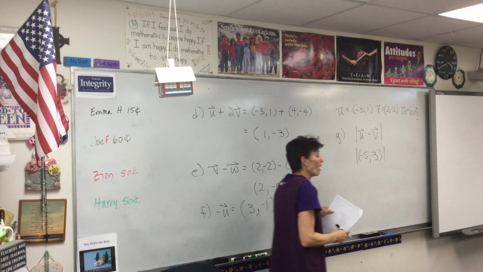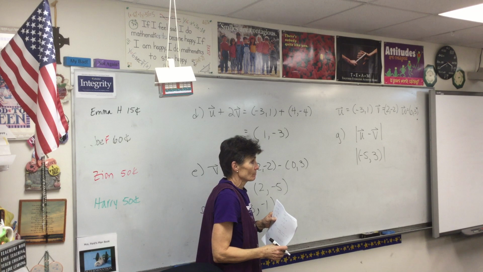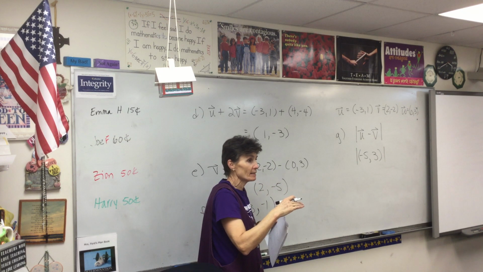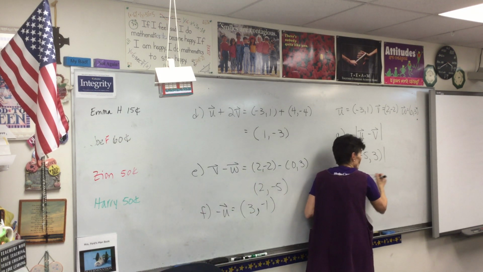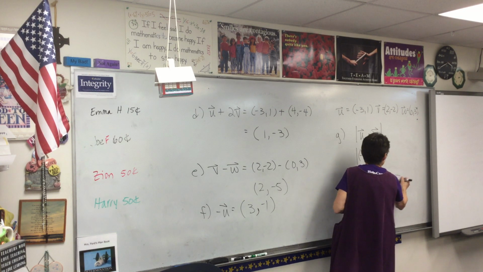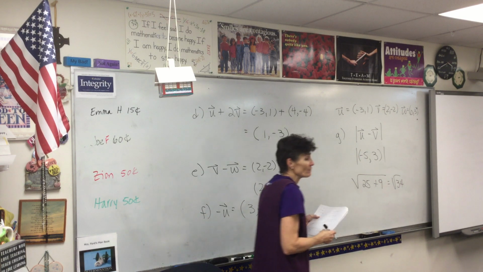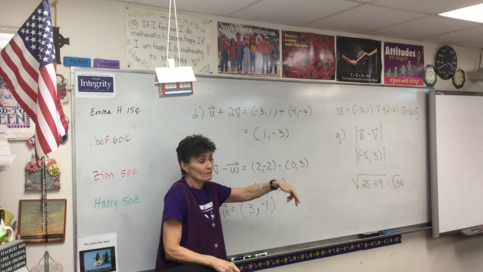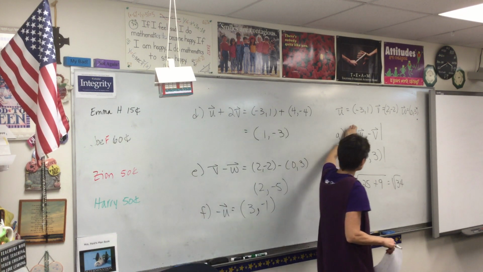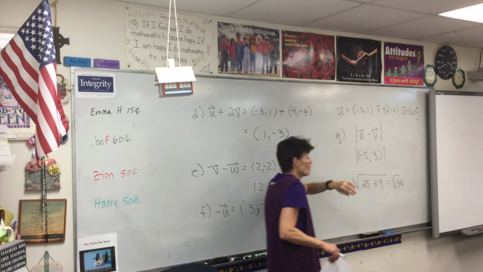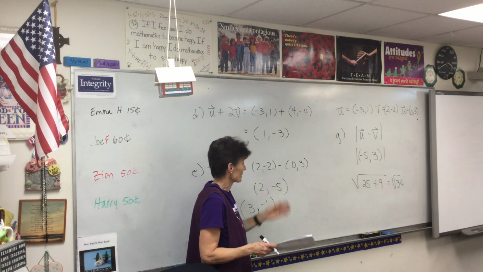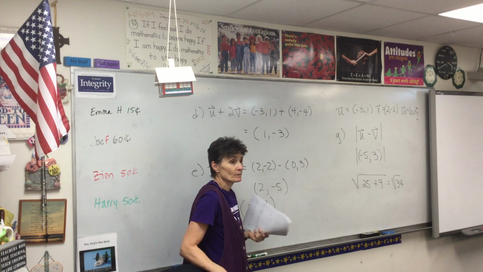Now, what do those bars mean? Absolute value. Well, the notation's absolute value, but what it means is magnitude, right? And how do we find the magnitude? It's the square root of 25 plus 9. Remember, how do we find the magnitude of a vector? We square the first one, square the second one, add them up, and take the square root. Anytime we see this notation, looks like absolute value, we know we're finding magnitude. So square the first one, square the second one, add them up, and take the square root.